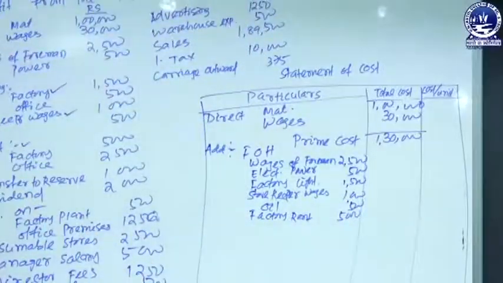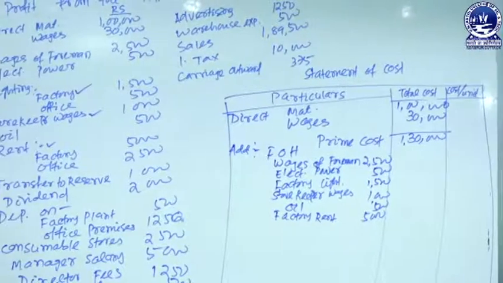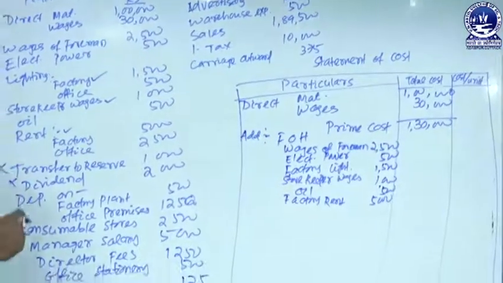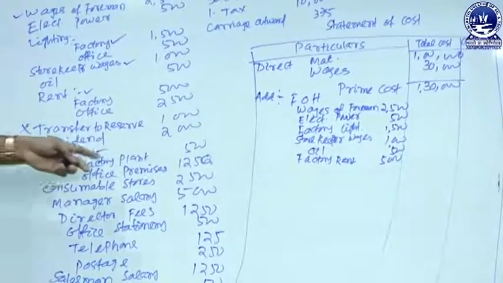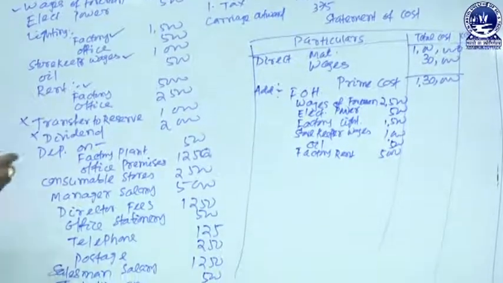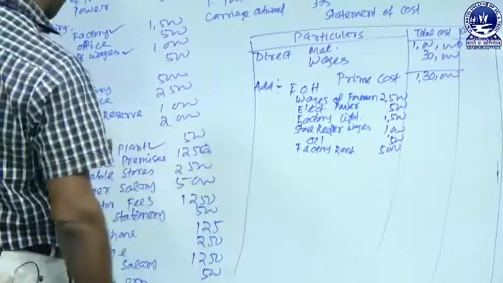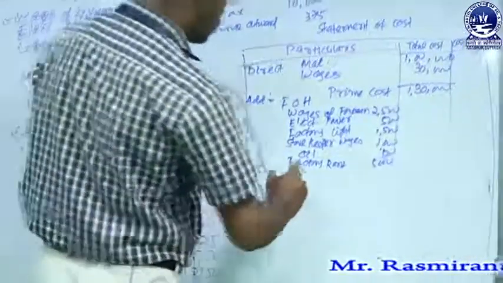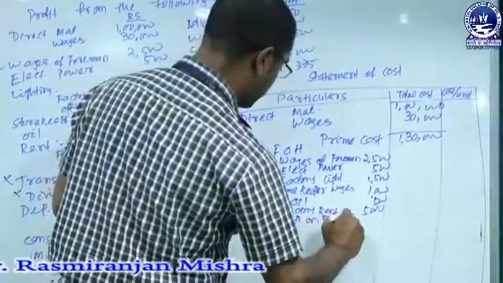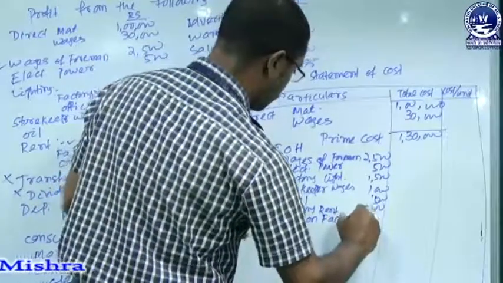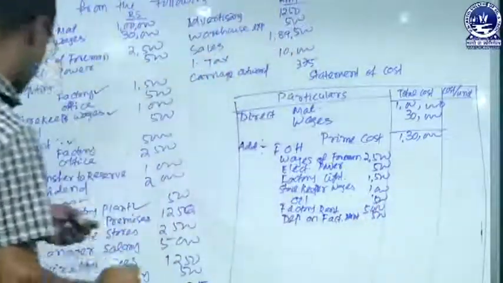Office rent comes under office overhead. Transfer to reserve is not taken into consideration, as it comes under appropriation of profit. Dividend is also not considered, as it is appropriation of profit. Under one item, that is depreciation, relating to factory plant and office premises, we must consider factory plant depreciation. The amount is 500.